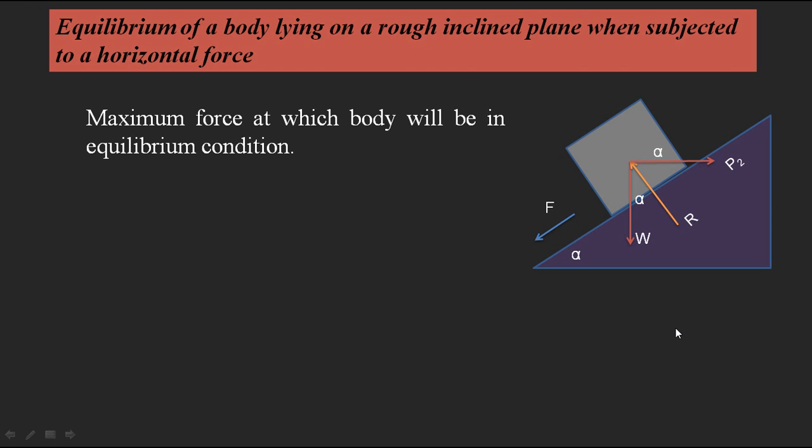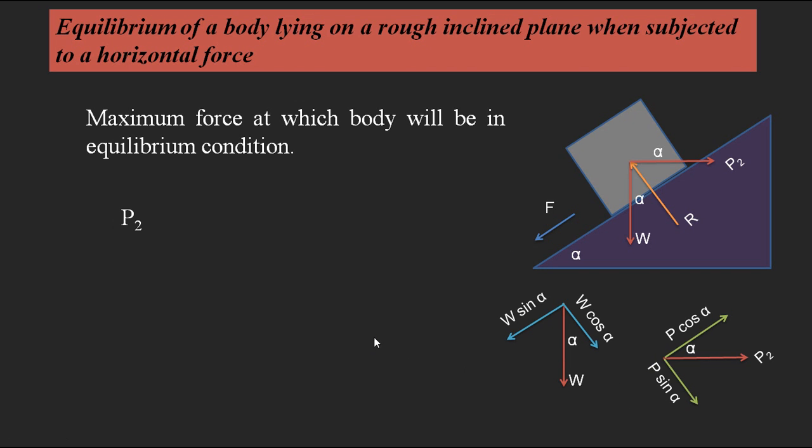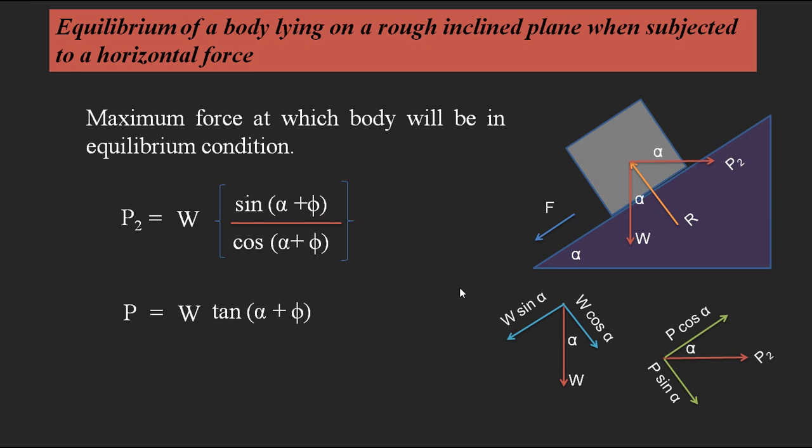So again we can follow the same procedure, resolving P2 into two components and resolving W into two components. Then by considering the parallel forces and perpendicular forces, and by applying the frictional force formula, and following the same procedure, we will get the formula as P2 is equal to W of sin (alpha plus phi) by cos (alpha plus phi). So we can write it as P is equal to W tan of (alpha plus phi), which is the maximum force, the P2 value. So this is the maximum force up to which the body remains under equilibrium condition. Okay, so try to derive this formula. You will get the same formula, except the difference of the negative term or positive term.